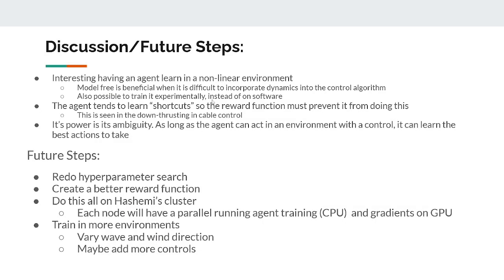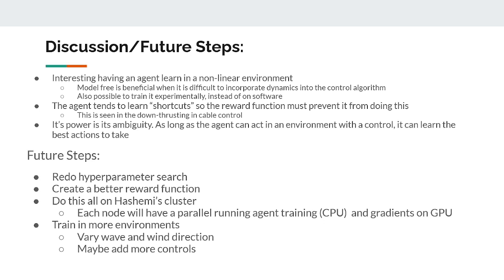So it was interesting having an agent learning in a non-linear environment. Model-free is beneficial when it is difficult to incorporate dynamics into the control algorithm. It is also possible to train it experimentally instead of on software, which is another cool feature of DDPG, as it is a continuous actor. The agent tends to learn shortcuts, so the reward function must prevent it from doing this. This was shown by the down thrusting in cable control. Its power is its ambiguity. As long as the agent can act in the environment with the control, it can learn the best actions to take.